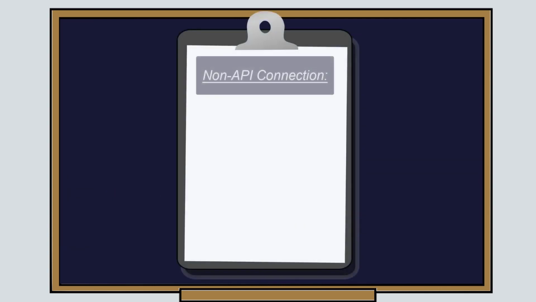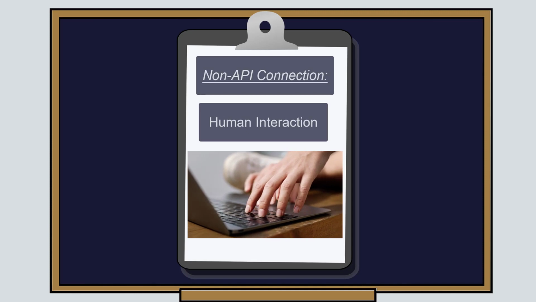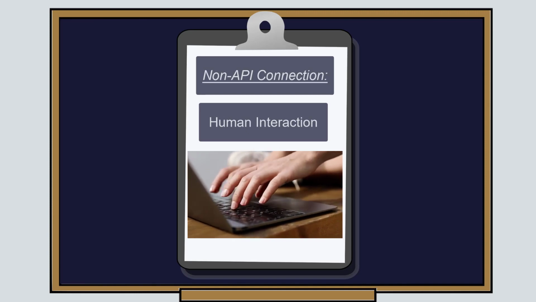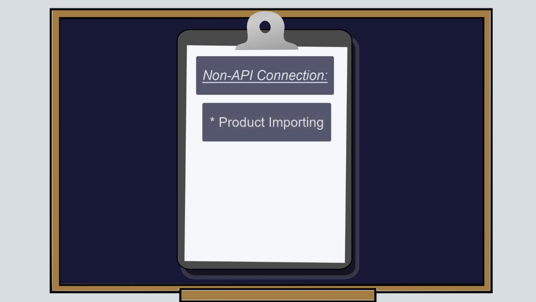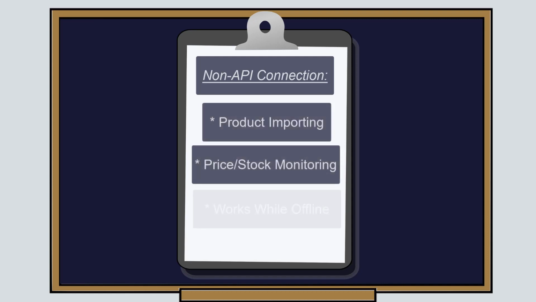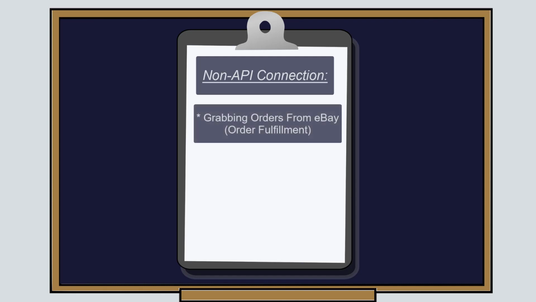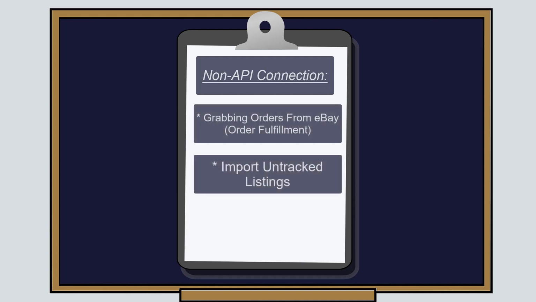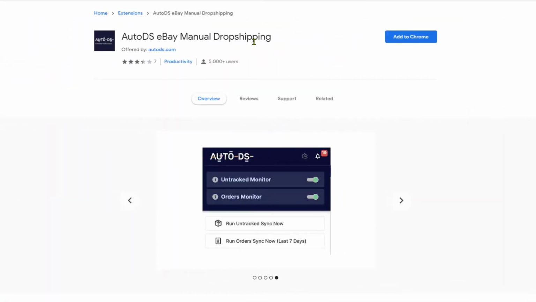Now, non-API means that you are interacting with eBay normally, as if you are managing your store from your browser. On non-API, we can still automate important tasks like importing products, price and stock monitoring, without needing to leave your computer on, which makes our non-API connection different than the rest. Although, to grab your eBay orders or import on-track listings, you will need to have your computer on with the AutoDS non-API Chrome manual dropshipping extension.